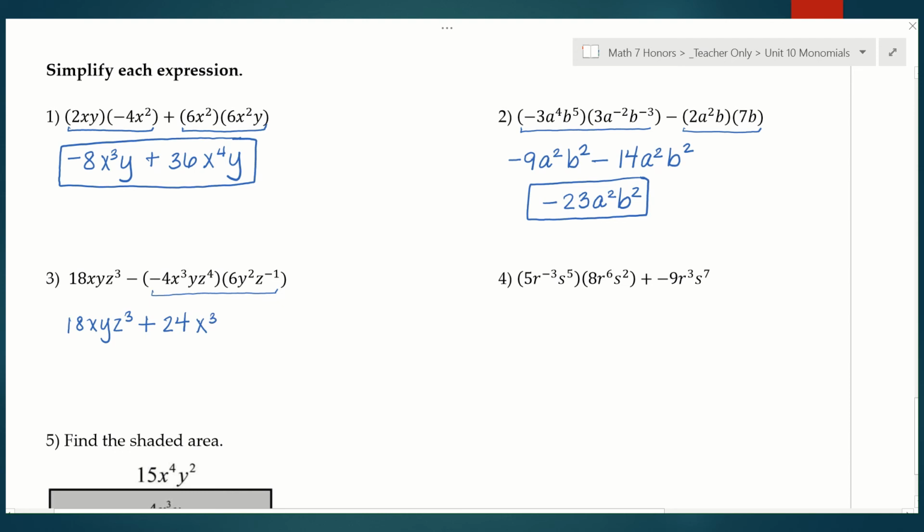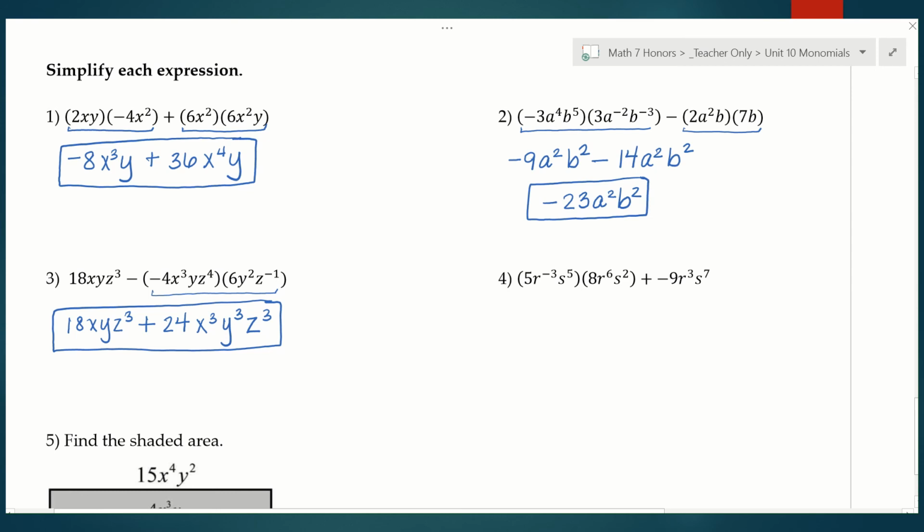Then we have a y to the first times y squared, which is y to the third. Then we have a z to the fourth times z to the negative 1, which is z to the third. Okay, so then I'm going to add these together if I can. And if I look carefully, they are not like terms, which means I can't add them together. So this is actually my final answer.